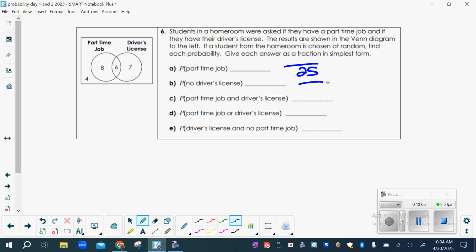25. Check with each other. Multiply that top number by 4, and that's going to give you the percent, because I just changed that 25 into 100.